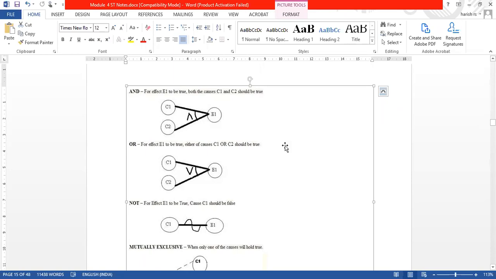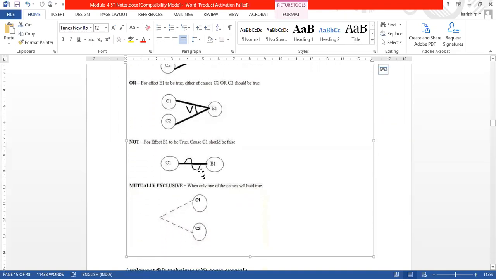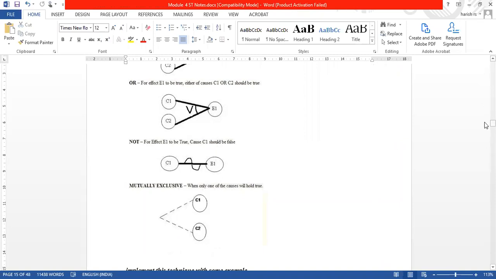Next, OR. What does that mean? Any one case can be true, for the exclusive. This is negation. We saw negation means NOT, so we have an arrow mark like this to represent that cause 1 should be false. For this to occur, this shouldn't happen. Mutual exclusive: when any one of the causes can hold true, then we draw it in dotted lines. So these four symbolic representations are very important for us.